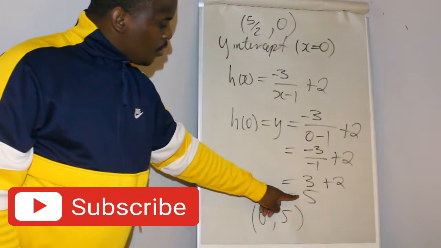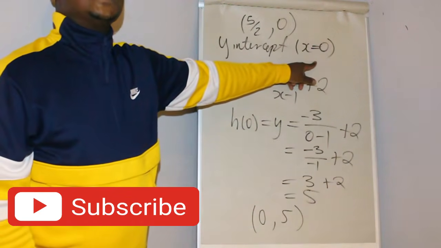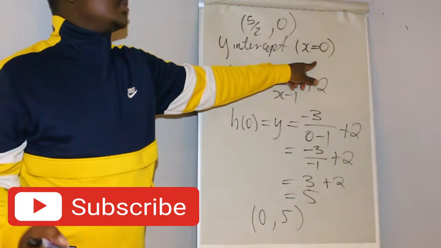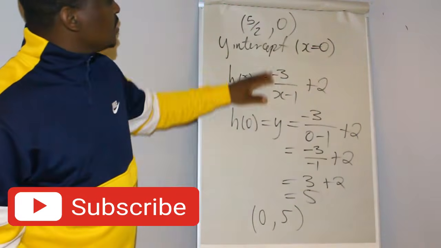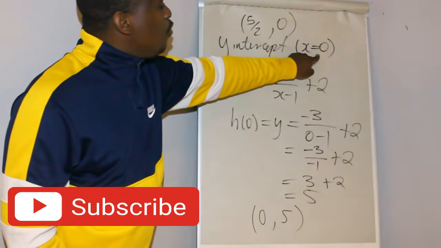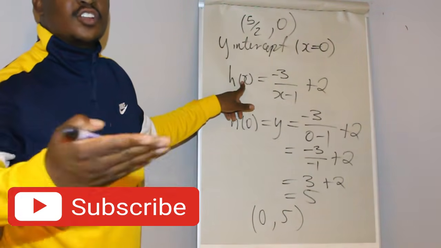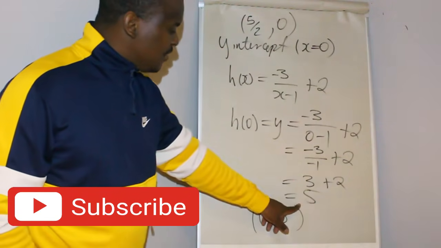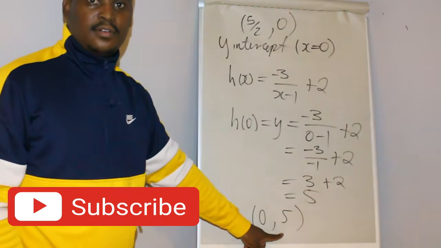So once you know your 5, this is your y value, and you know your x value because it's along the y-axis. And along the y-axis, you know x is equal to 0. So this one is very straightforward. Take that 0 that you know and substitute it into your equation to find the corresponding y value. So you found that the corresponding y value is 5, so the coordinate is 0 and 5.